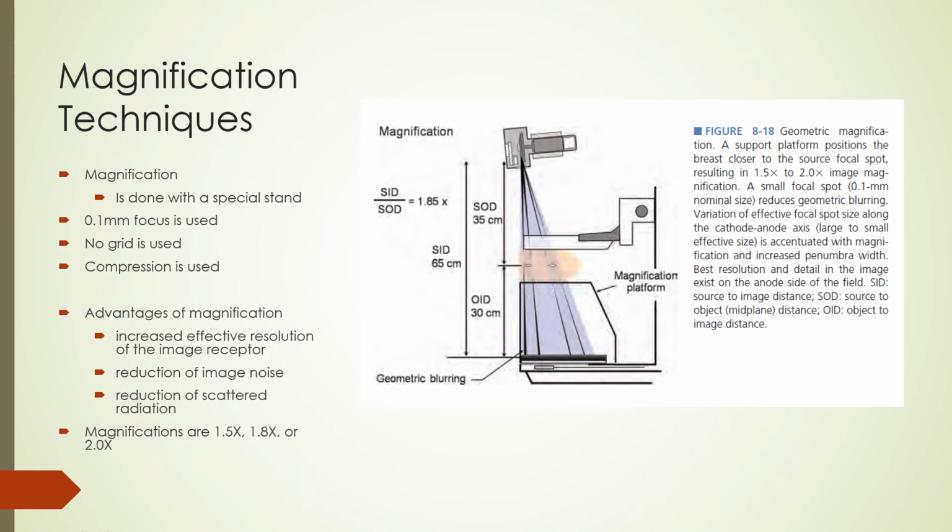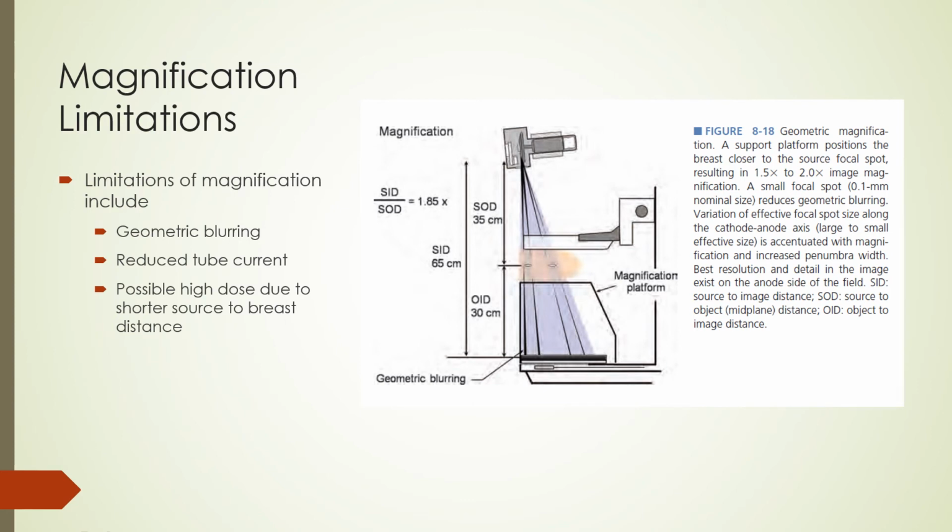Magnification in mammography is achieved by placing a breast support platform called a magnification stand at a fixed distance above the image receptor. A small focal spot is used to reduce geometric blurring. The anti-scatter grid is removed and the breast is compressed. The advantages of magnification are an increased effective resolution of the image receptor by the magnification factor, reduction in image noise relative to the object being rendered, and a reduction in scattered radiation. The best resolution is on the anode side of the field. Typical magnifications are 1.5, 1.8, or 2 times.